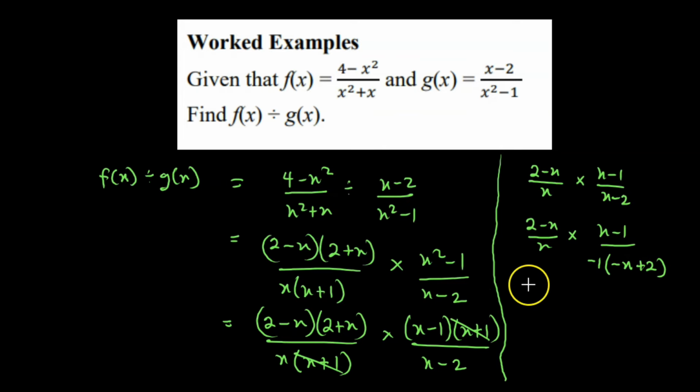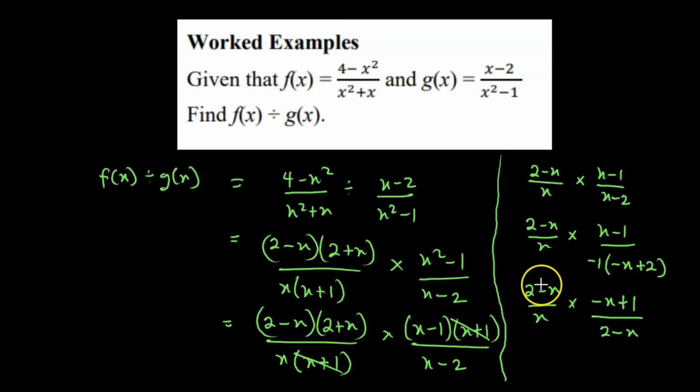So we'll have it as 2 minus x all over x times, now that negative 1 is out, even though it's affecting the denominator, it also affects the whole fraction altogether. So we are going to have it as negative x plus 1 all over 2 minus x. Then now 2 minus x can be done away with 2 minus x here.